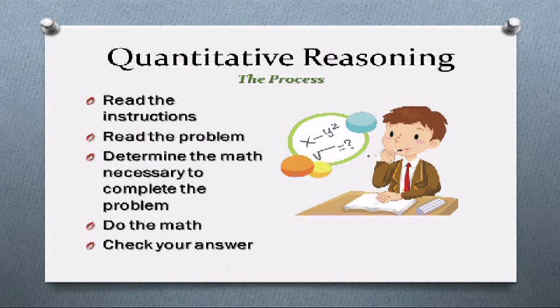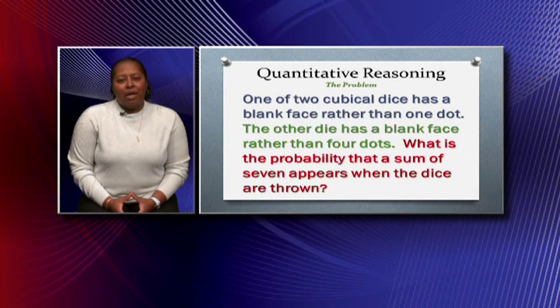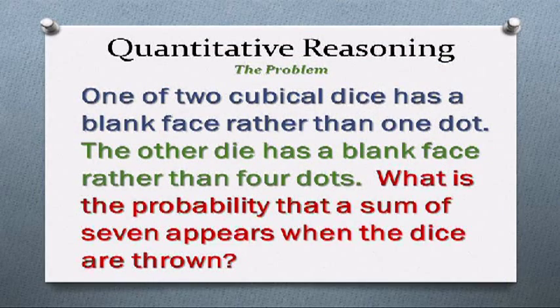We have to just reach back into our mind and all that math we tried to forget and bring it to the front, because now we need to determine what kind of mathematics we need to solve the problem. We have to actually do that mathematics and then check our answers. So here's a problem. We have two dice. One has a blank face rather than a 1. The other has a blank face rather than a side with a 4 on it. So what we want to know is, what is the probability of getting a sum of 7 when this particular non-standard pair of dice is thrown?